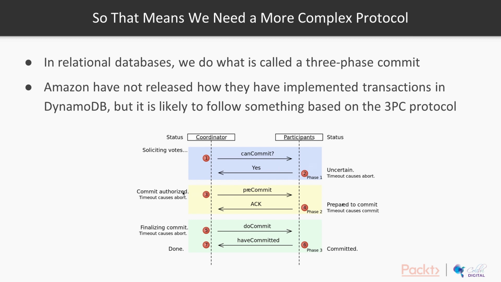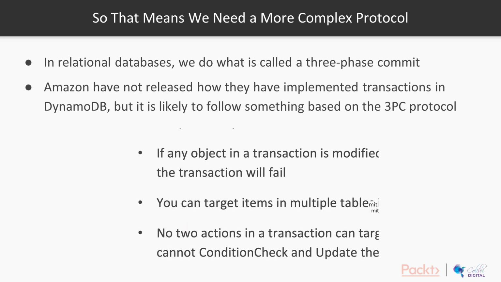The next thing the coordinator will do is send a commit authorized message. So there'll be a pre-commit message and all participants will then have to respond to say yes, they're prepared to commit the change. And again, a timeout causes it to fail. And the last step is the coordinator will tell all nodes to actually go ahead and commit, and they should all respond to say that they have committed. So that's the three phases. You have the can commit, the pre-commit, and the do commit.